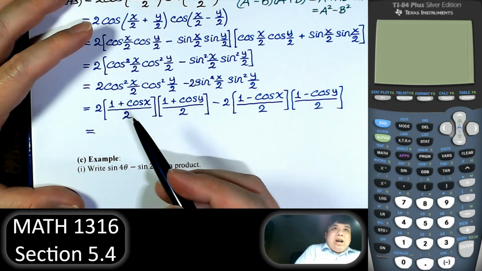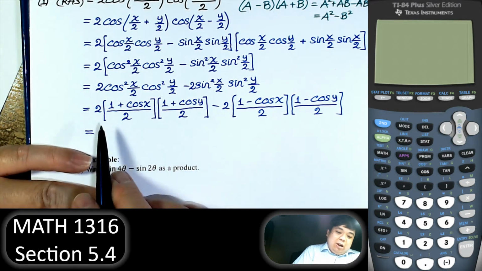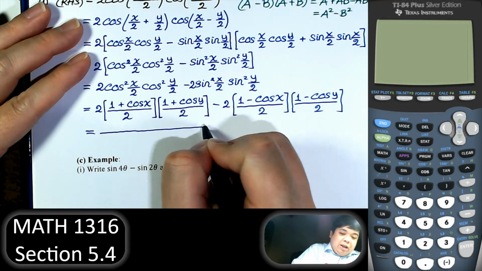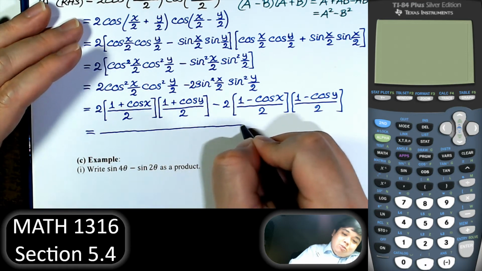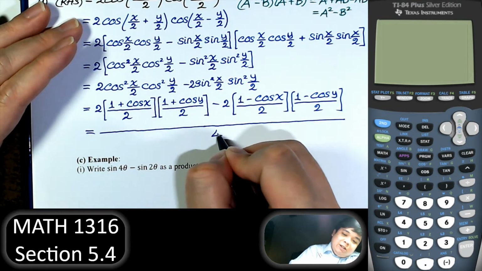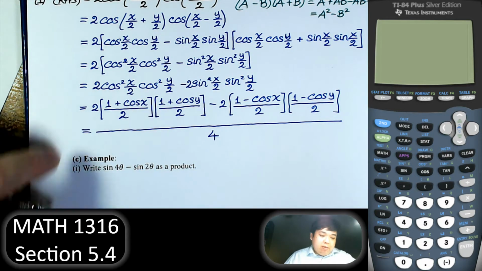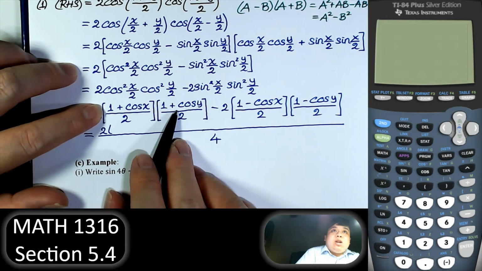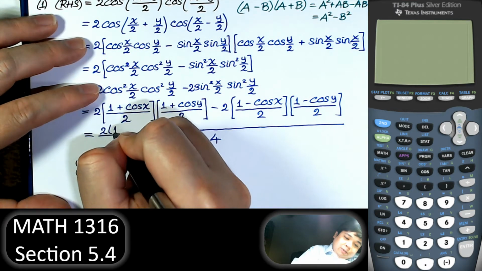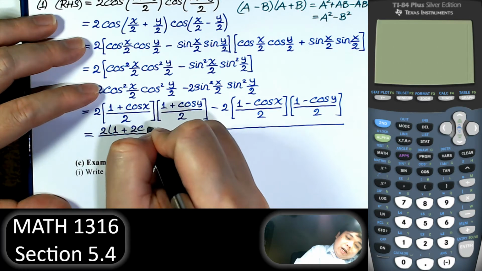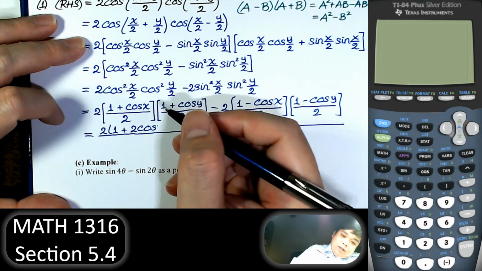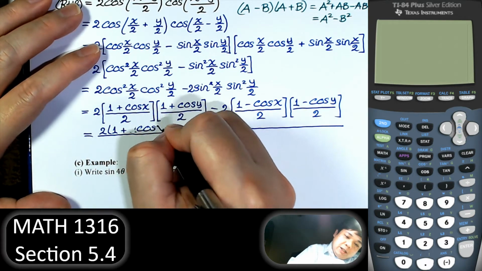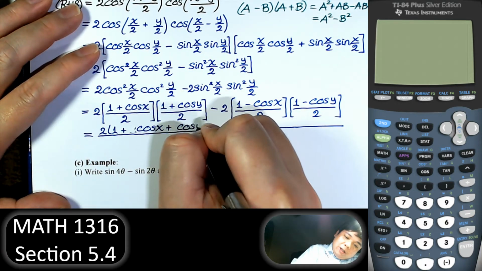So 2 and 2 cancel out, and we just multiply. Actually, just keep the 4 at the bottom, multiply all the way on the top. I will say sometimes just put all of them over 4. Right, now let's just multiply the 2. 1 plus cosine times 1 plus cosine is going to be 1 plus 2 cosine x cosine y. Plus cosine x plus cosine y.